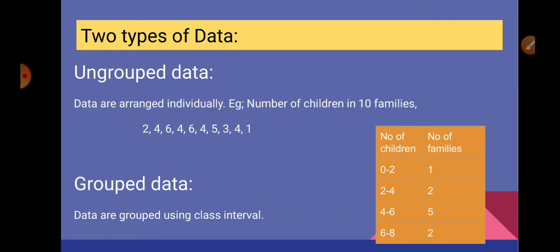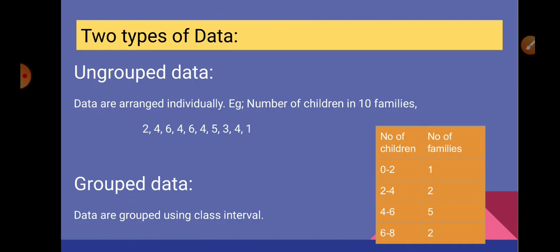Again I am repeating, there are two types of data, ungrouped data and grouped data. Ungrouped data means data are arranged individually. Example, number of children in 10 families, like I gave 2, 4, 6, etc. And here we are converting this ungrouped data into grouped data in terms of class intervals. Here the class intervals we took with a difference of 2: 0 to 2, 2 to 4, 4 to 6, 6 to 8. Always remember, in each class interval we'll consider only the lower limit, not the upper limit.